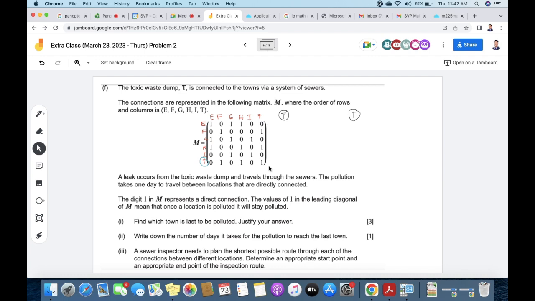F. And also what? H. Very good. And it takes how many days to pollute F and H? 1 day. So in 1 day, both will be polluted. Do you follow? Both F and H will be polluted. Now after F, because F is now polluted, it will travel to another connected sewer. So where will it travel to from F?